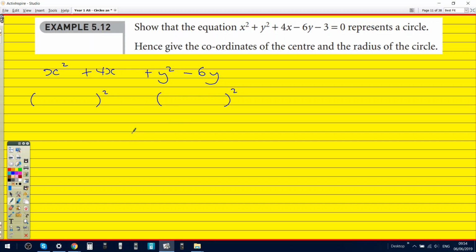Definitely. So then that's x plus 2. Yeah. And then y minus what? It's not minus 3, is it? Yeah.